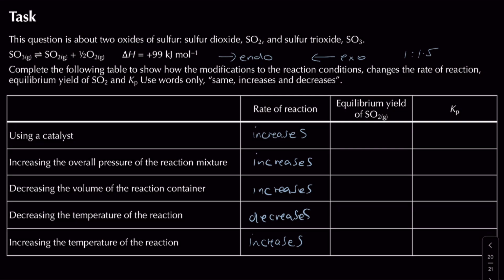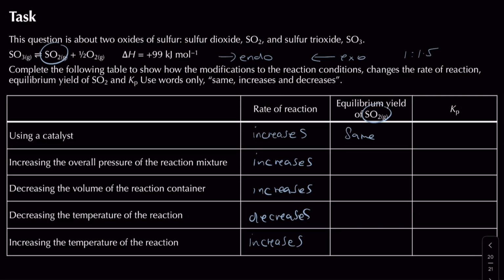So moving on then, what about if we were to look at equilibrium yield in this case? If we're dealing with SO2 gas, which is going to be our product, and I use a catalyst, that actually has no effect on the equilibrium yield. It only increases the rate at which equilibrium is established. The rate of reaction is what catalysts are involved in, not the yield.